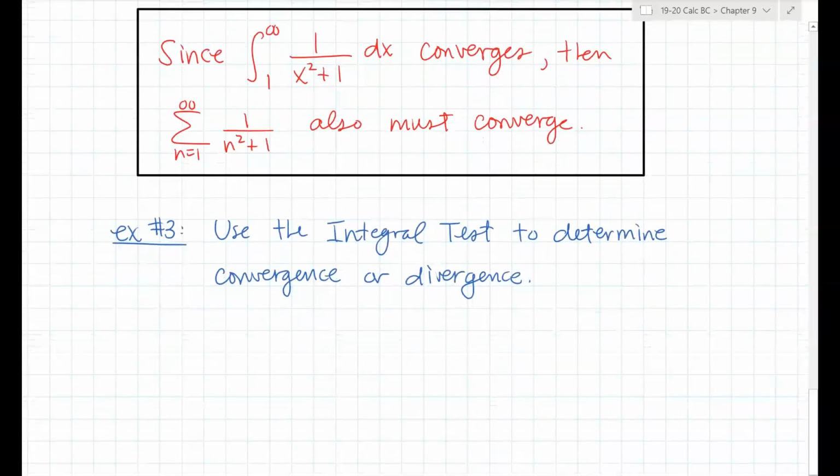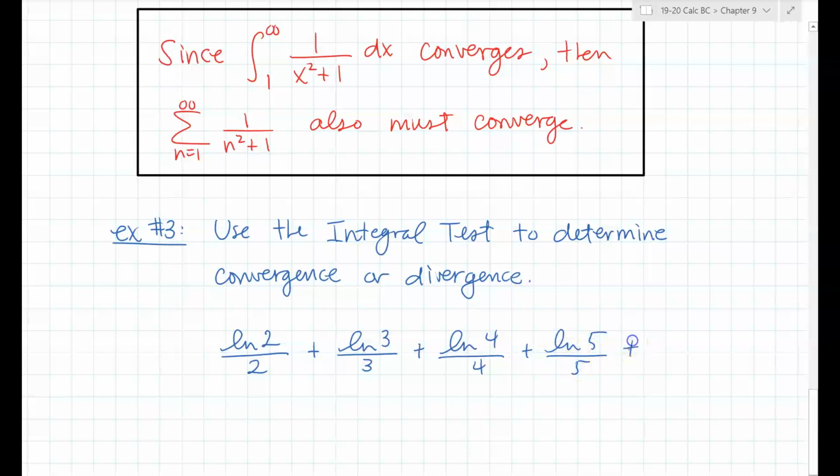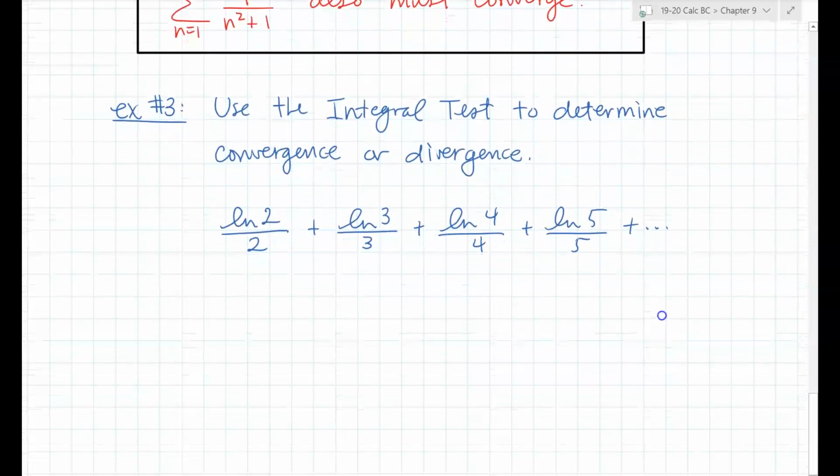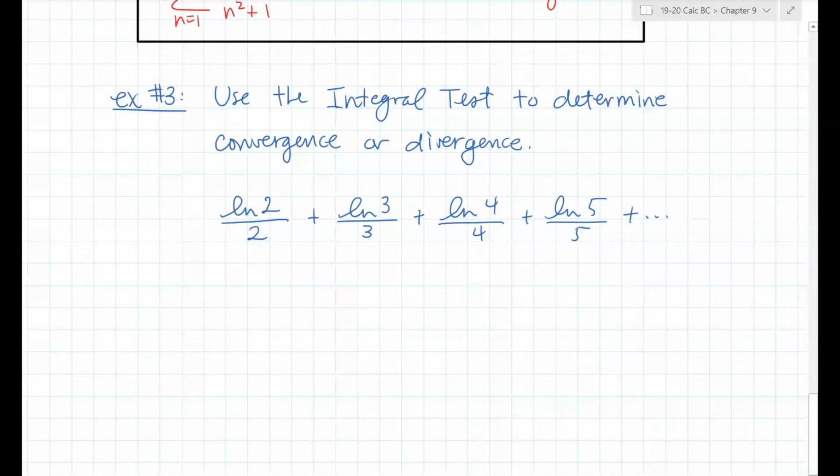So this problem has the following. It says ln of 2 over 2 plus ln of 3 over 3 plus ln of 4 over 4 plus ln of 5 over 5, etc. So your job is to rewrite this as an actual series. So first, let's write it out as a sequence. You can see that the ln of 2 over 2, 3 over 3, it's the same. So this is most likely an ln of n over n. So this is most likely my a sub n.